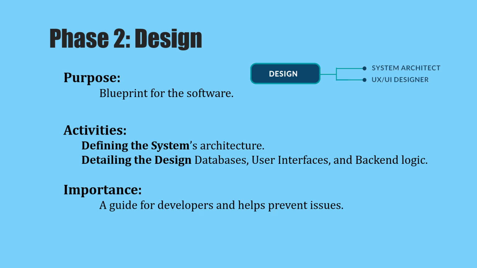In the e-commerce website, the design phase includes structuring the site's architecture with modules for the user interface, product catalog, shopping cart, and payment gateway. Detailed designs outline the user interface's appearance, database structure, and the interaction between components.